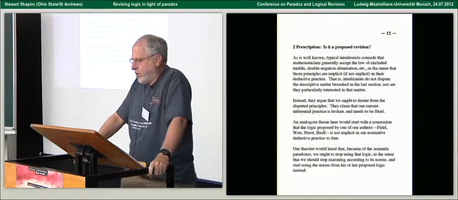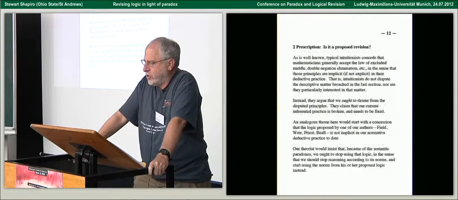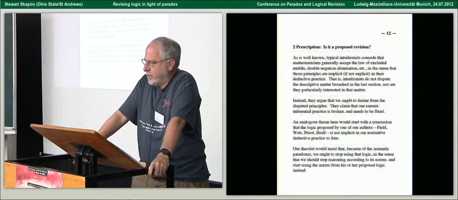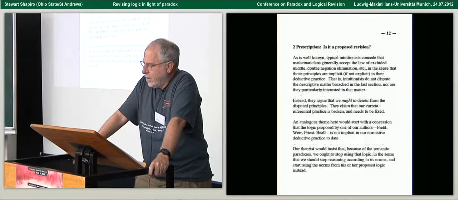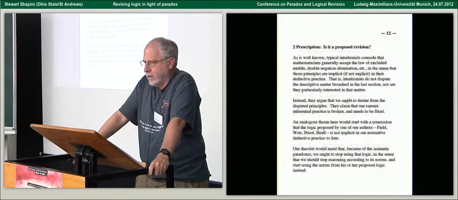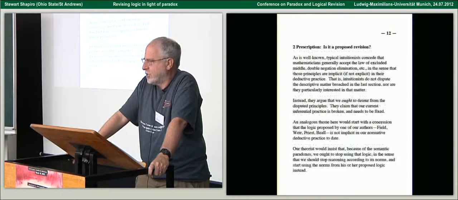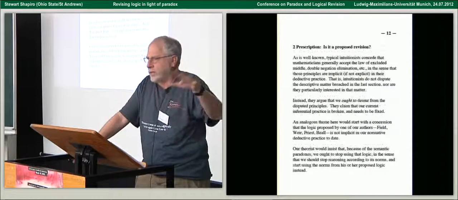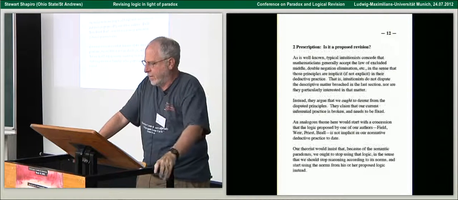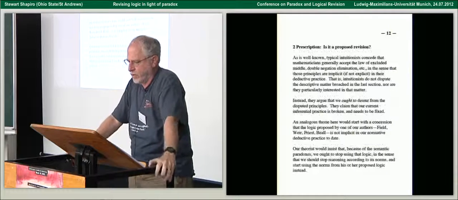It's well known that typical intuitionists concede that mathematicians generally accept the law of excluded middle, double negation elimination, and so on, in the sense that those principles are implicit in deductive practice. That is, intuitionists don't dispute the descriptive matter broached in the section before, nor are they interested in that. They say, look, I'm just not interested in trying to figure out what even correct reasoning is in this sort of internal sense of correct in the mathematical community, or in the community of reasoners.